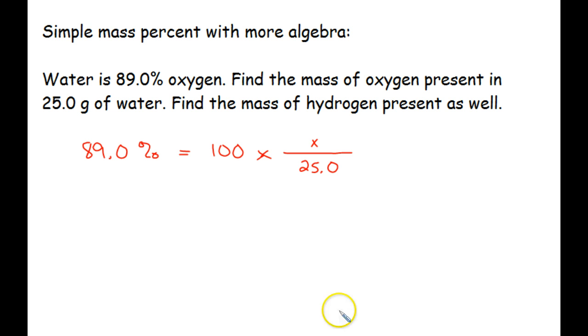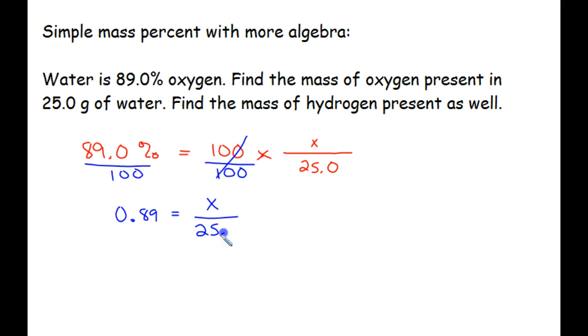Now, to work this algebraically, the first thing you would need to do is divide both sides by 100. And that would give you 0.89 equals x over 25. Your next step would be to multiply both sides by 25, because remember the ultimate goal is to get x by itself. So your final answer is that x would be, let's see, we need to round that to 3 sig figs, 22.3 grams of oxygen.